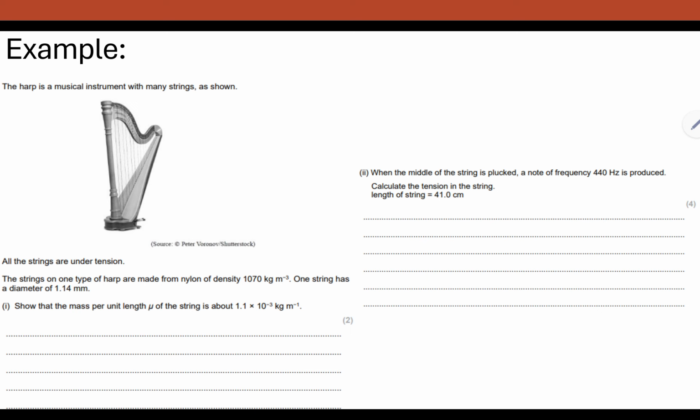So now we go into the example exam style question where it states, the strings of one type of harp are made from nylon of density 1070. One string has the diameter of 1.14 millimeters. Show that the mass per unit length of the string is about 1.1 times 10 to the power minus 3.